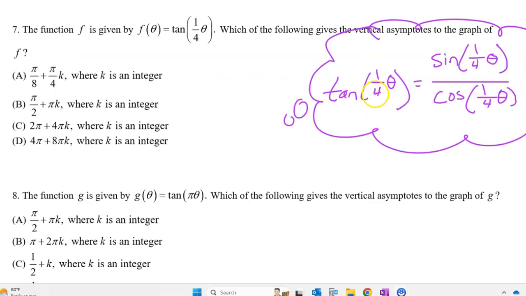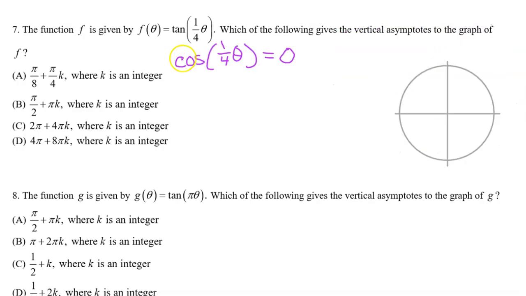Again, you should be thinking to yourself that the tangent of 1/4 theta is equal to the sine of 1/4 theta over the cosine of 1/4 theta. The vertical asymptotes will occur where tangent is undefined. That's where cosine, the denominator, is equal to 0. To solve this equation, we first solve for 1/4 theta by asking ourselves the cosine of what is equal to 0. On the unit circle, cosine is the x value, and x values are equal to 0 here and here.